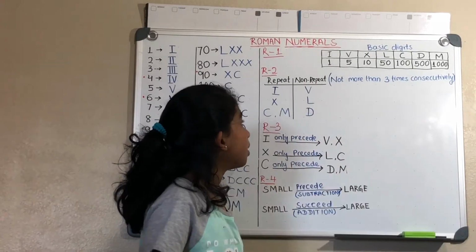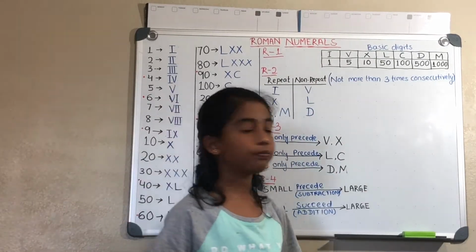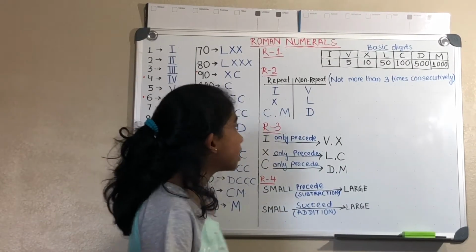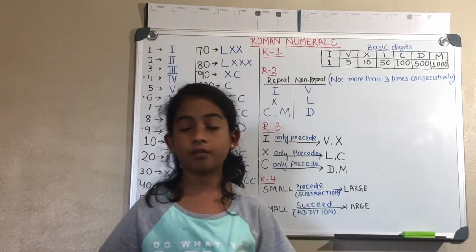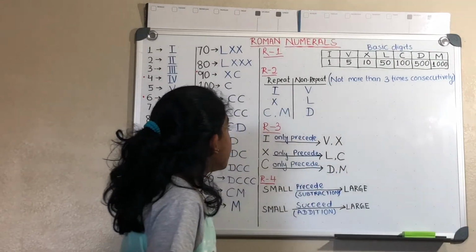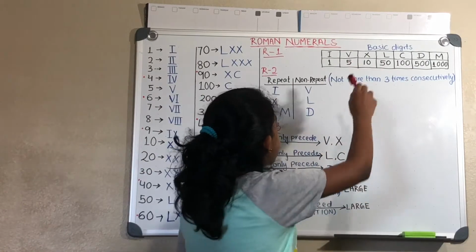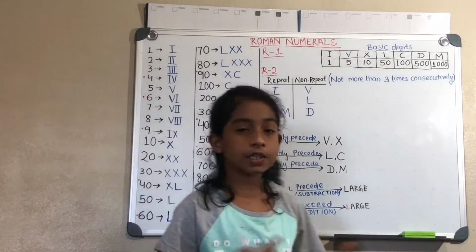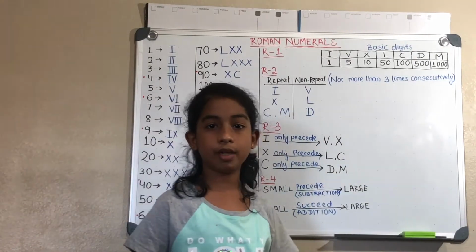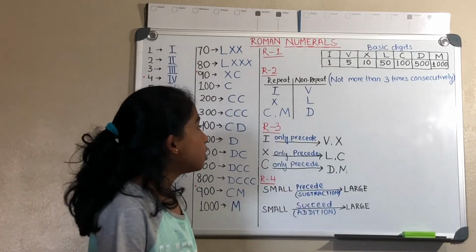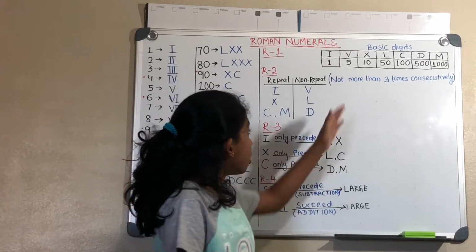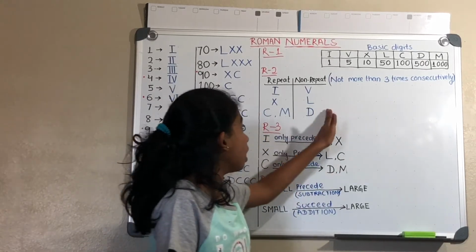So after we discussed the basic digits, let's move on to the rules. Rule 1 is that you have to memorize the basic digits and their values in order to convert from Arabic to Roman numbers. Rule 2 is that the basic digits I, V, X, L, C, D, and M are classified into 2 groups. The first group is a repeat group and the second group is a non-repeat group. In the repeat group, we have I, X, C, and M. And on the non-repeat side, we have the letters V, L, and D.